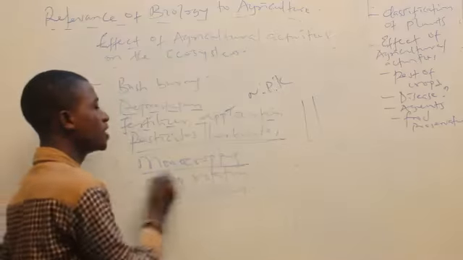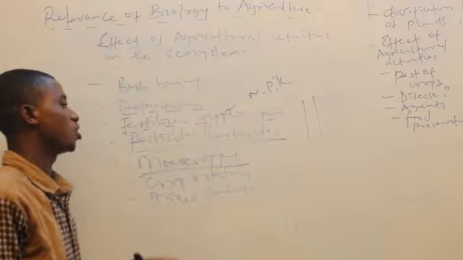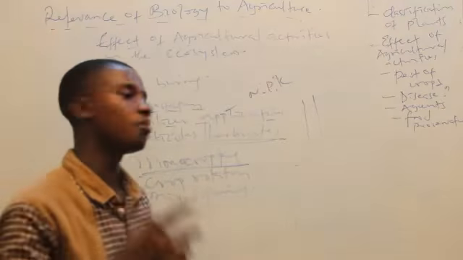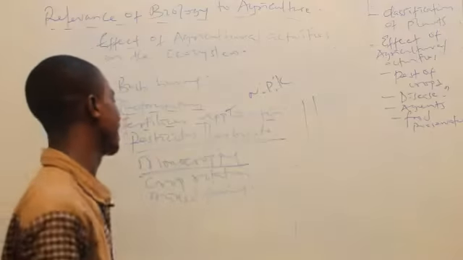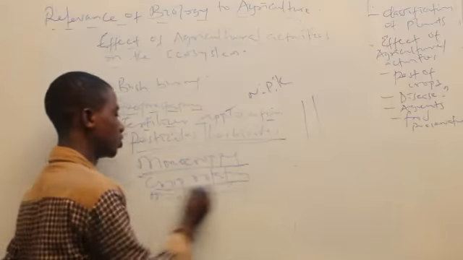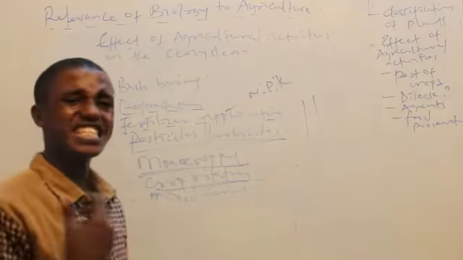We have monocropping. These are farming systems that also have an effect on our ecosystem. Monocropping simply means planting only one type of crop. It depletes the nutrients in the soil. Crop rotation simply means the planting of different types of crop in a systematic manner.